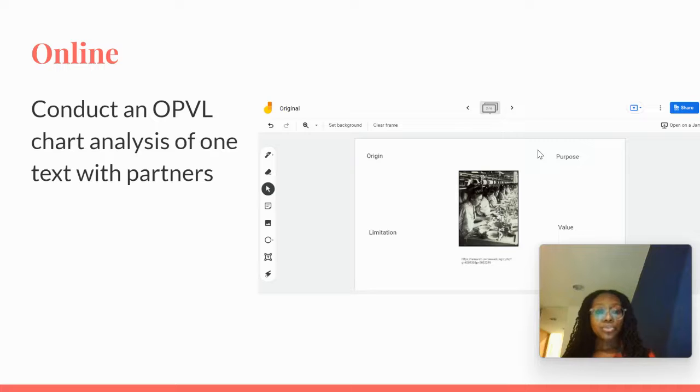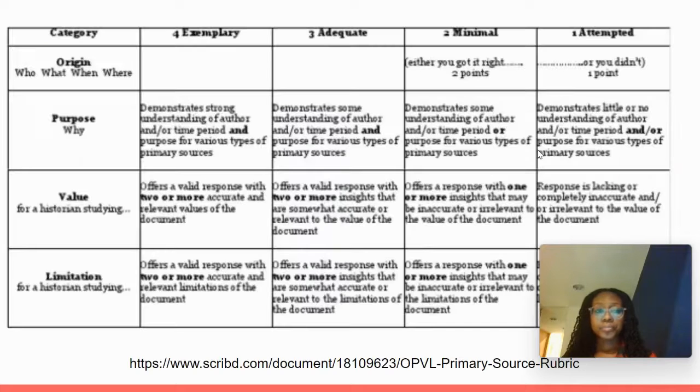Online, they're going to do a similar activity, except they're going to do it on Jamboard, where they're going to conduct an OPVL chart analysis of one text with their partners. In each section, they will be able to put in their post-its, and underneath I put some scaffolding materials in order to differentiate and provide the students with more contextual support, especially given that it's online. It would be a bit hard to do that as instantly as I can in class.